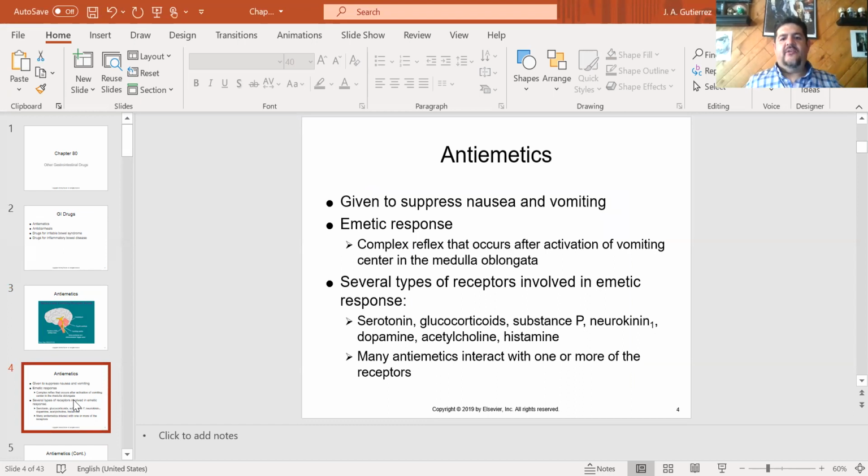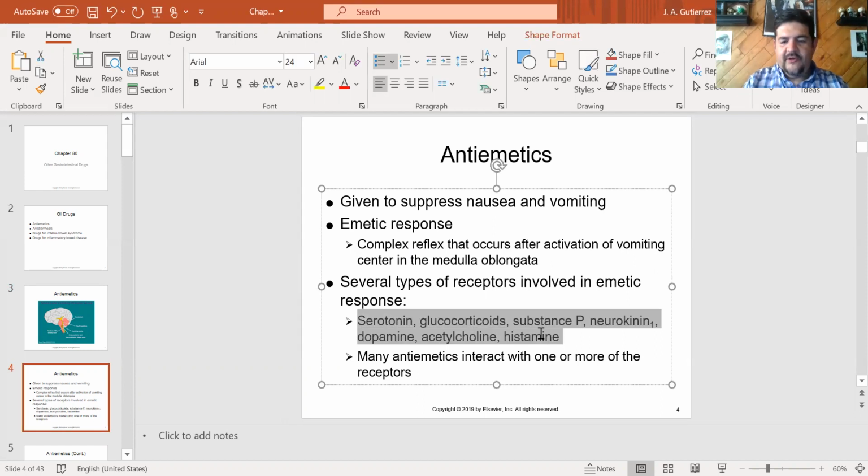So antiemetics are used to block that sensation of nausea and vomiting, and the receptors involved are serotonin, glucocorticoids, substance P, neurokinin, dopamine, acetylcholine, and histamine. All of these are neurotransmitters that can favor nausea and vomiting. So the drugs that we're going to be talking about right now need to block the neurotransmitter. The good thing is we're already talking about most of them, so this is just a quick review.